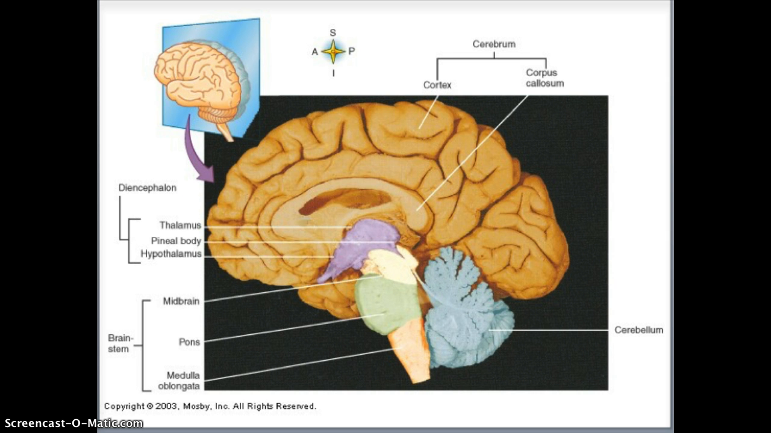So if you look at this diagram of the brain, we have a sagittal cut right through the hemispheres. We have our cerebrum. Cerebellum is this light blue portion, and then our brainstem is composed of our midbrain, our pons, and our medulla oblongata. Also right in the middle here we have what's called the diencephalon, which is composed of the thalamus, pineal body, and the hypothalamus.